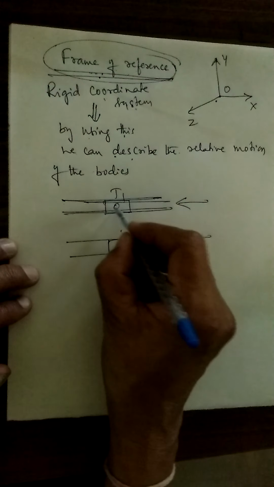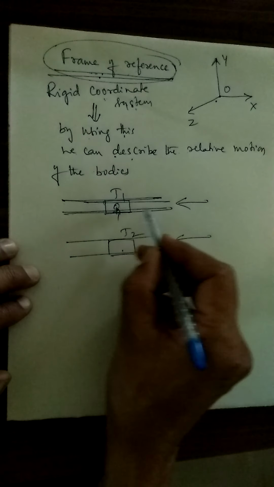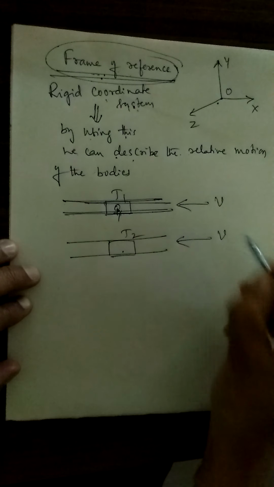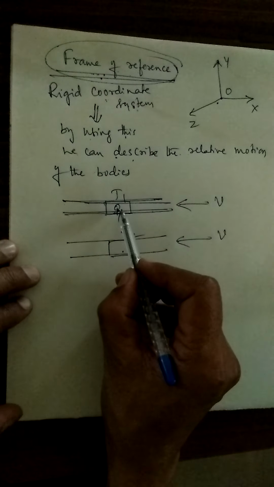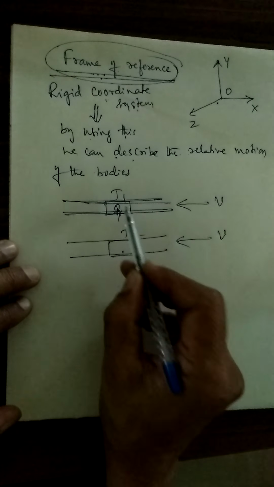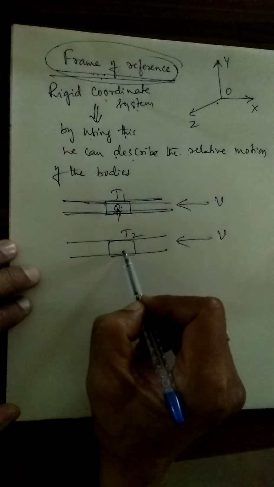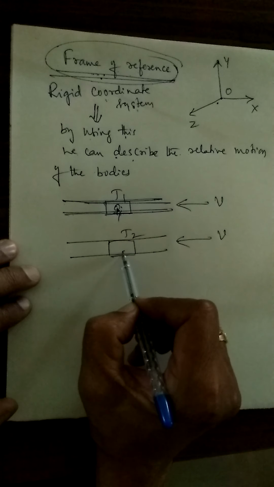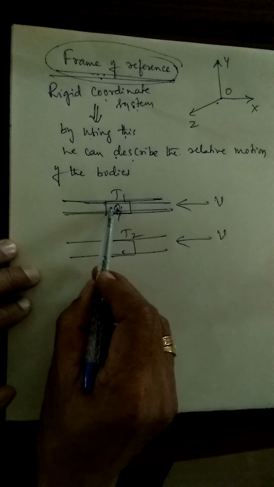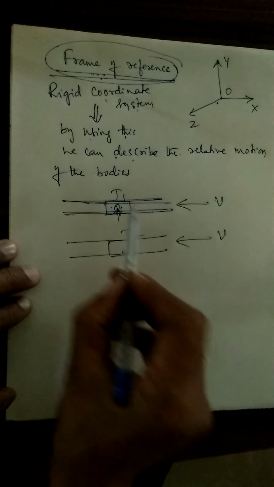Now, let us consider if you are seated here and observing this, both are moving along the same direction with the same velocity. Therefore, even though you are seated here, you are going to see this train always. For this train's passengers, this train appears to be at rest always. So we say with respect to this frame of reference, this is at rest.